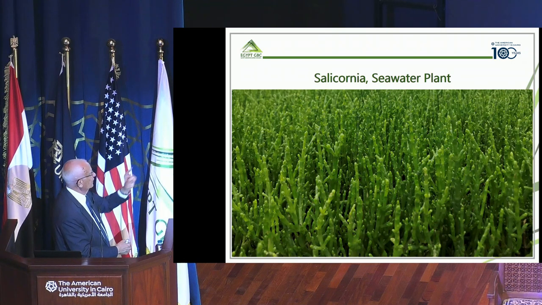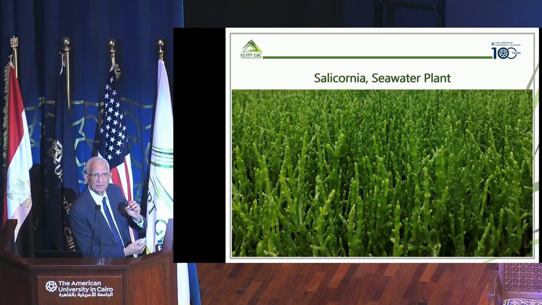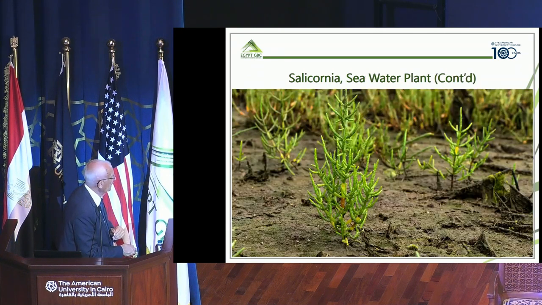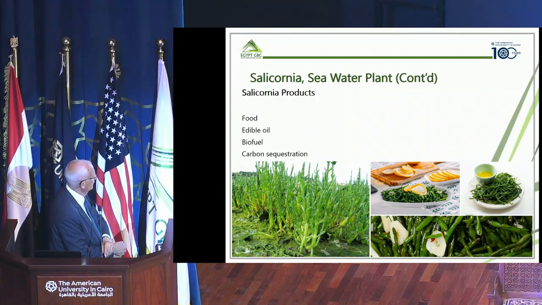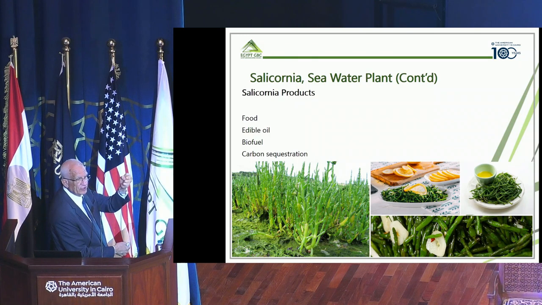This is the Salicornia farm, where Salicornia can grow in salt water with 30 to 40,000 ppm, which is typically the salinity of the Red Sea water. And this is one of the starter farms in China. Again, Salicornia can be used as a main dish. Also, you can extract the oil, use it as an edible oil, and use it as a biofuel.